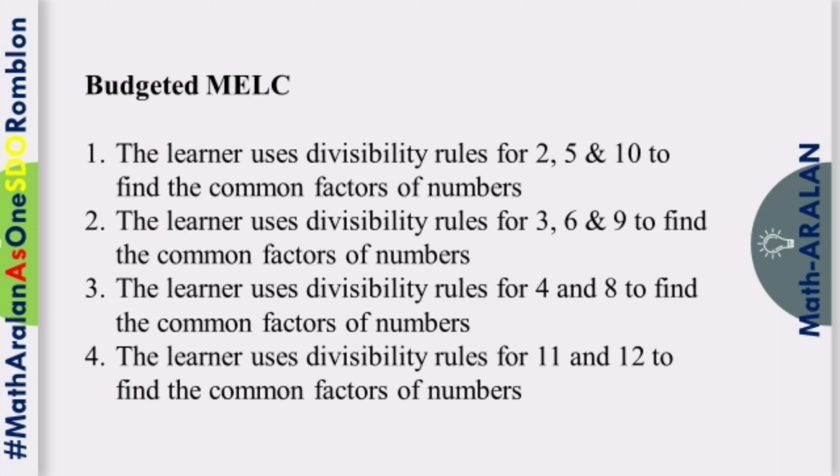of numbers. Number 2, the learner uses divisibility rules for 3, 6, and 9 to find the common factors of numbers. Number 3, the learner uses divisibility rules for 4 and 8 to find the common factors of numbers. And number 4, the learner uses divisibility rules for 11 and 12 to find the common factors of numbers.